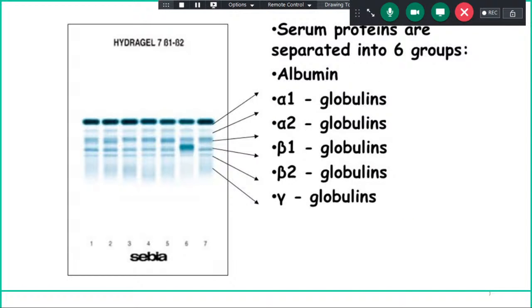This is also an agarose gel on which serum protein electrophoresis is being done, and these 1, 2, 3, 4, 5, 6, 7 are the different samples of different patients. At the 7th position you can see the normal pattern denoting albumin, alpha 1, alpha 2 fraction, beta 1, beta 2 and gamma fraction, but in the 6th you can see there is a band which is in the beta region.